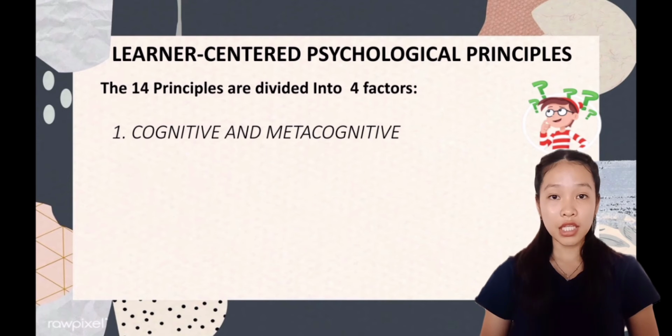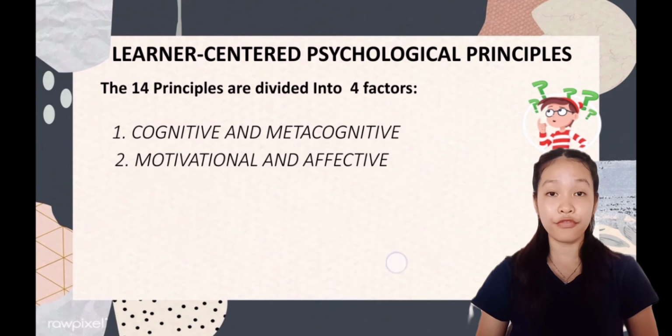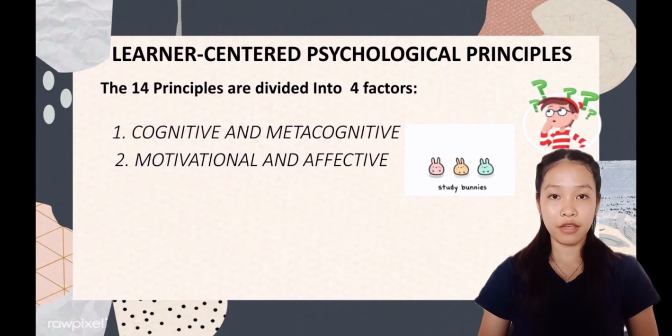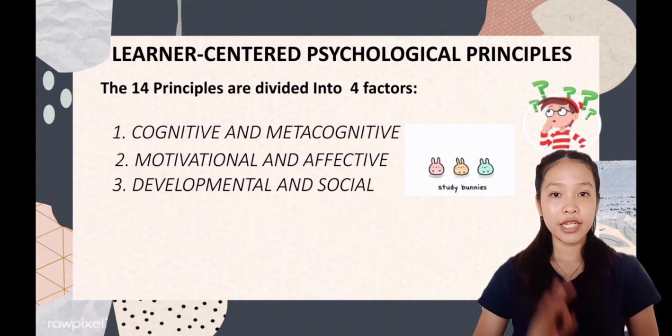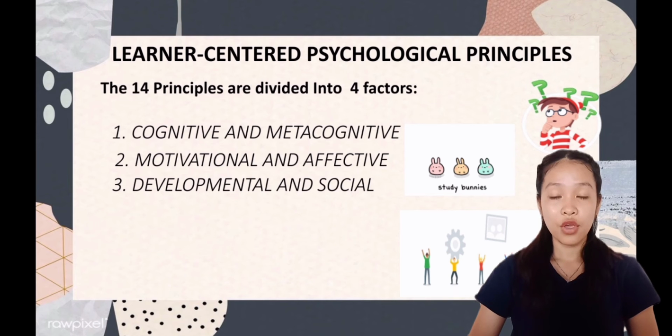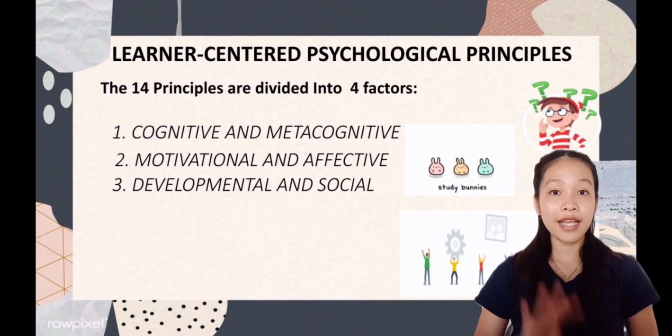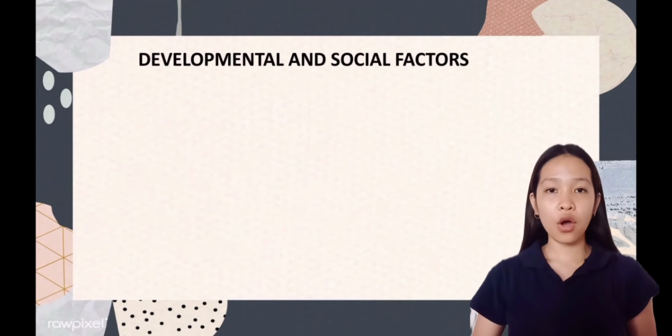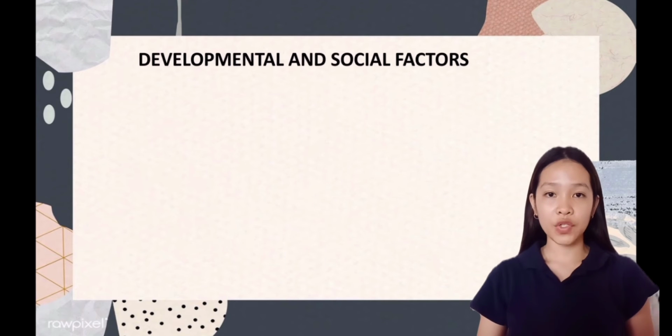First is the cognitive and metacognitive. It deals with the thinking and reasoning of the learners. Second, motivational and affective, which was reported by Kim Louie. Third is developmental and social, which is my report. And the last one is individual difference, which will be tackled by the next reporter. At this moment, let's go on to my report, which is developmental and social factors.